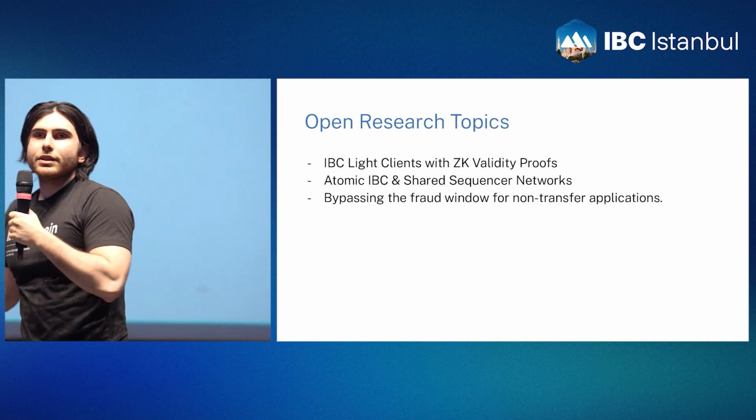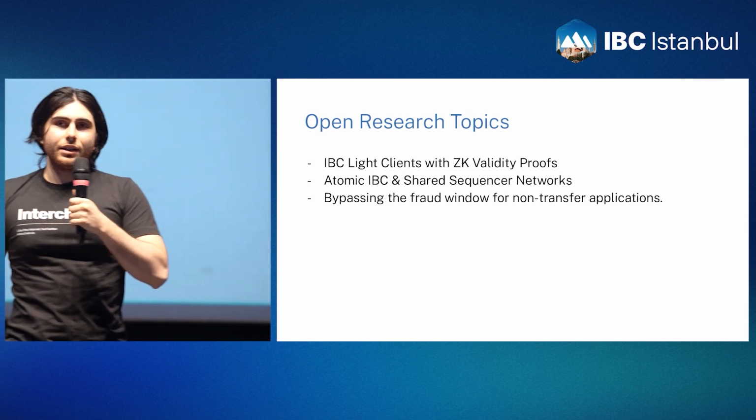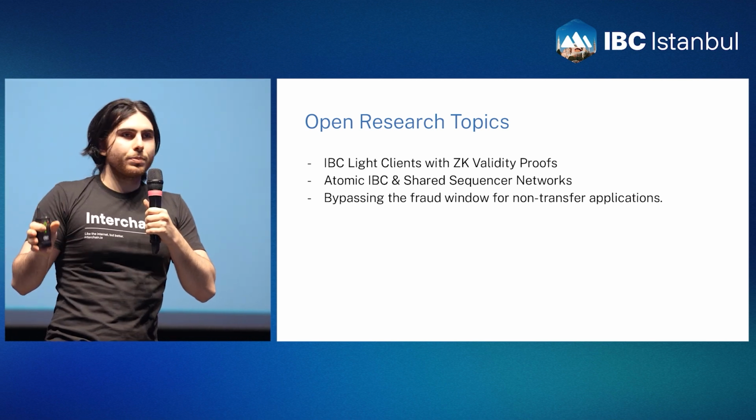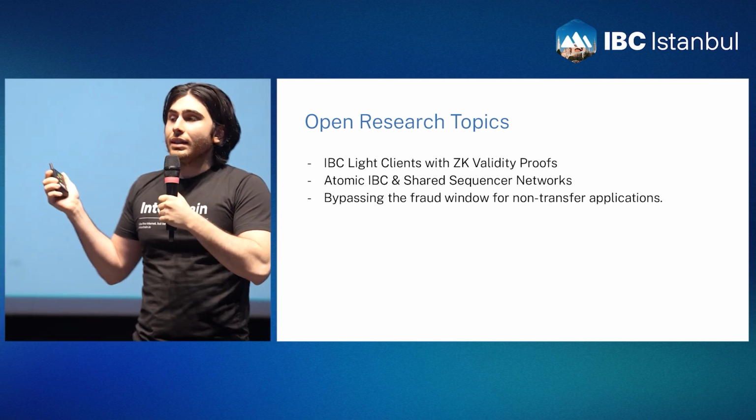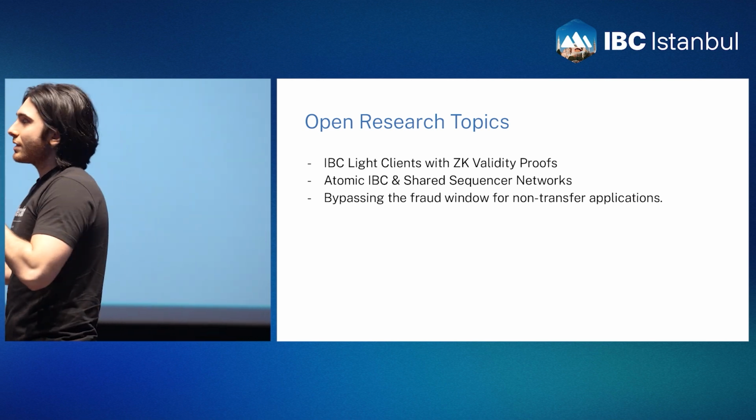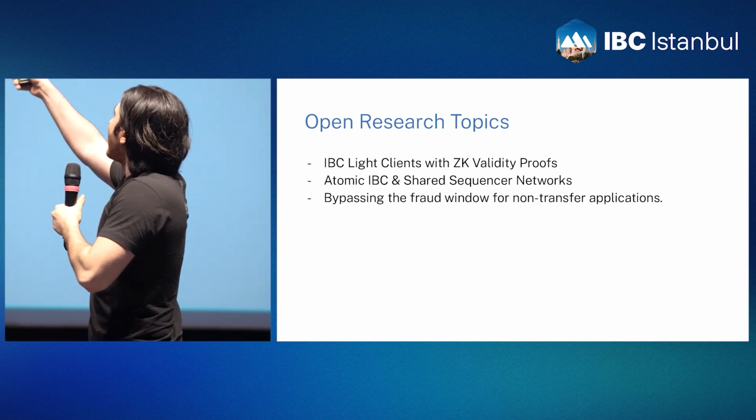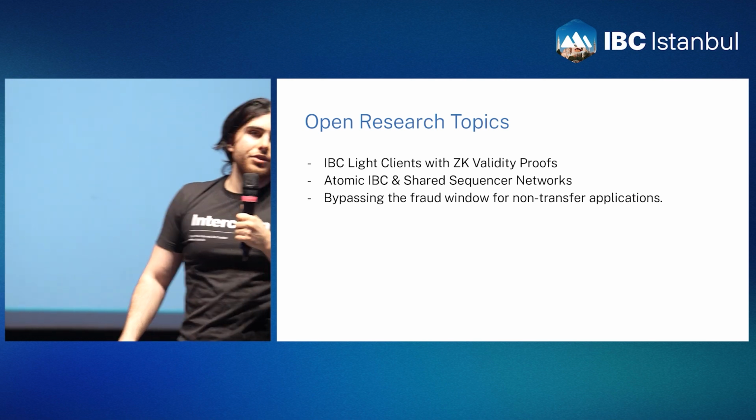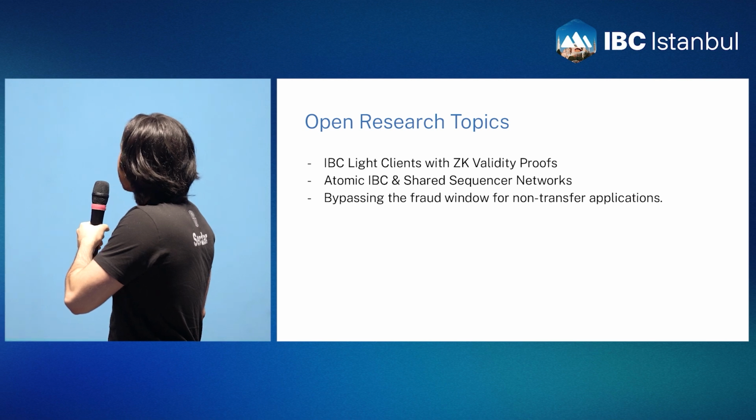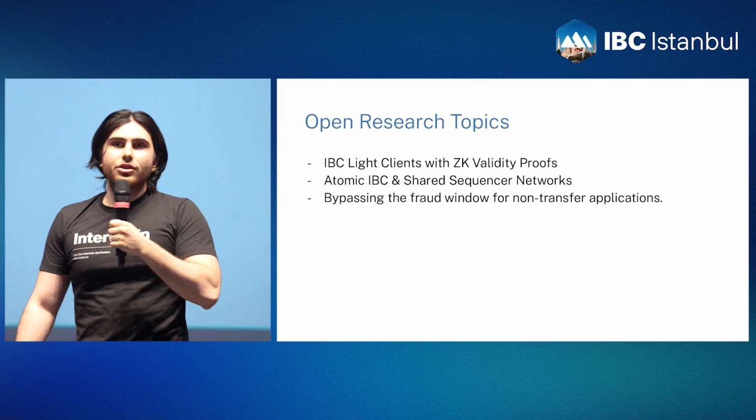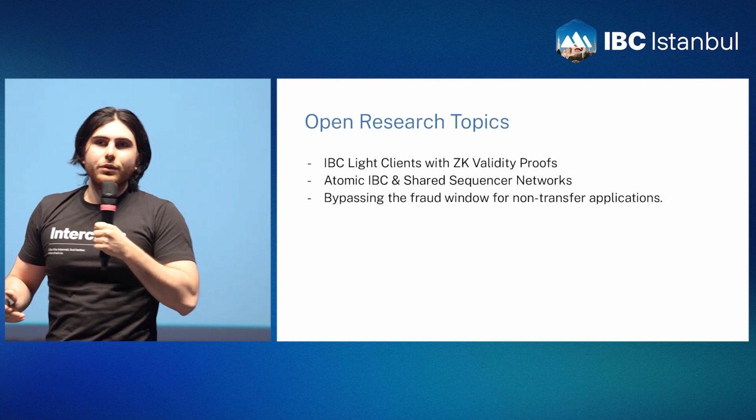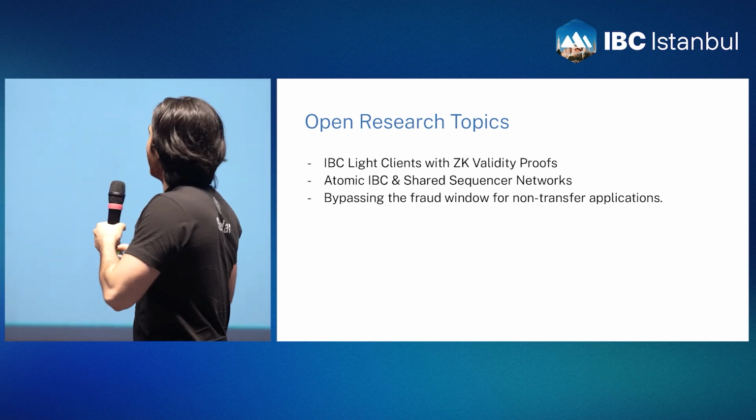And yeah, shared sequencer networks. All this time we're assuming there's only one sequencer. When you have shared sequencer networks that secure multiple rollups, that can also play into IBC, into atomic IBC, and improve other security assumptions. And bypassing the fraud window for non-transfer applications is a big research area. I think it would be good if we could have more applications, still preserve the security, but at least reduce the fraud window, even if not bypass it completely.